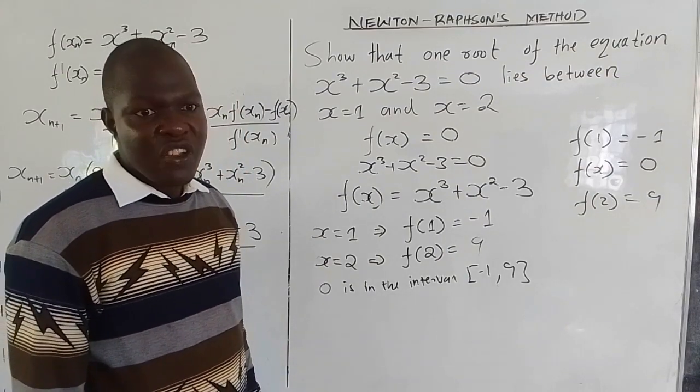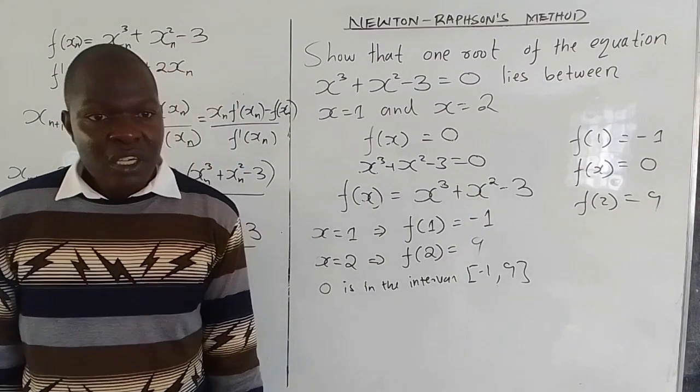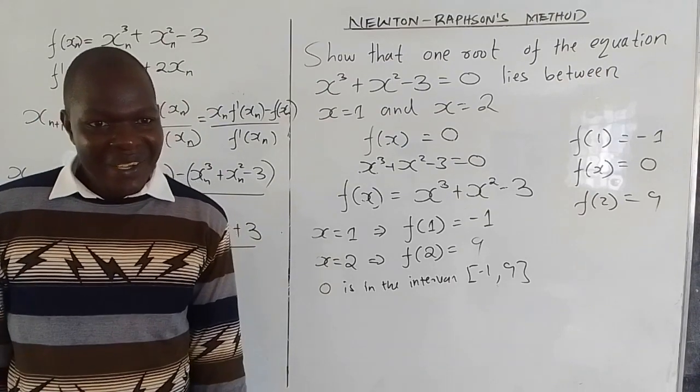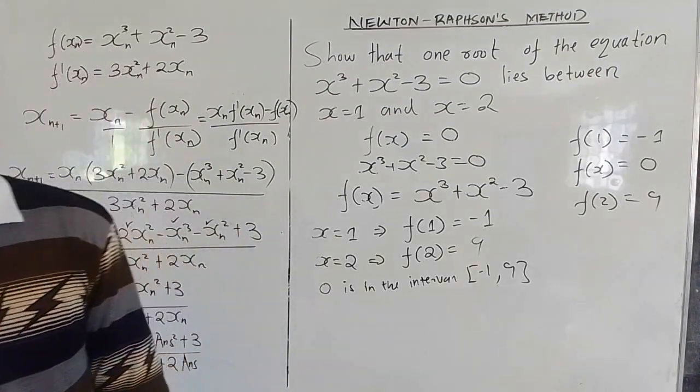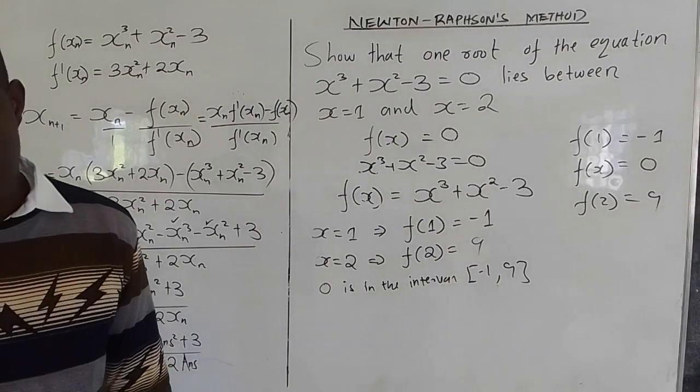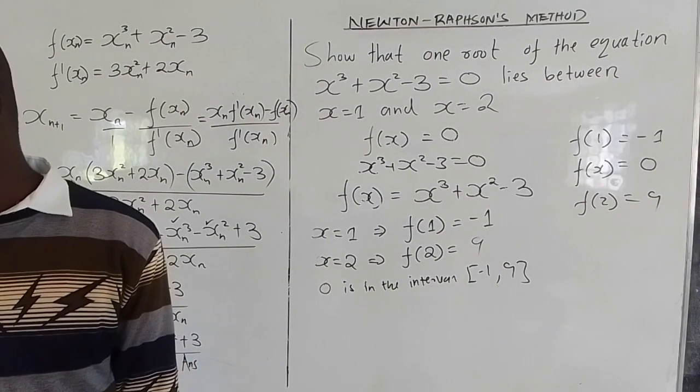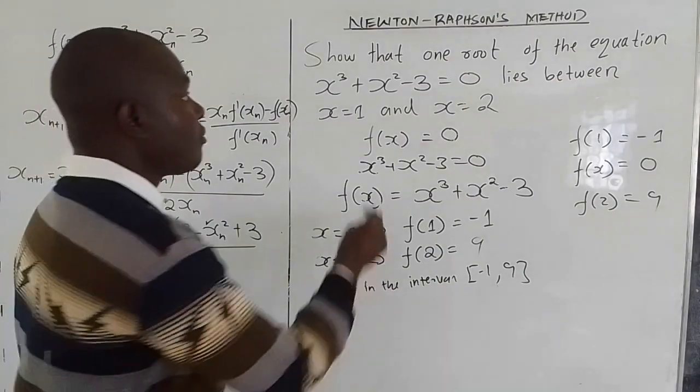But you can choose anything. You can even choose 1.1. You can even choose 1.0. You can even choose 2.0. You can even choose 1.9. But we don't need those because we don't know where it is. So you choose the midway, okay? 1.5.